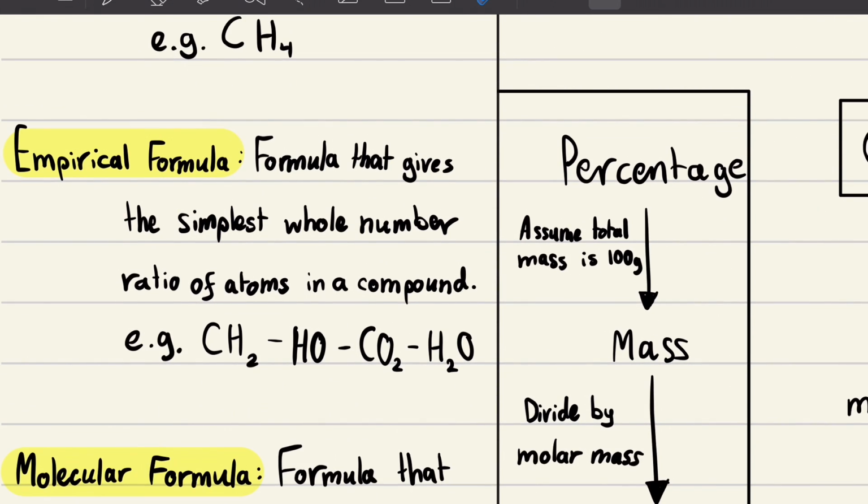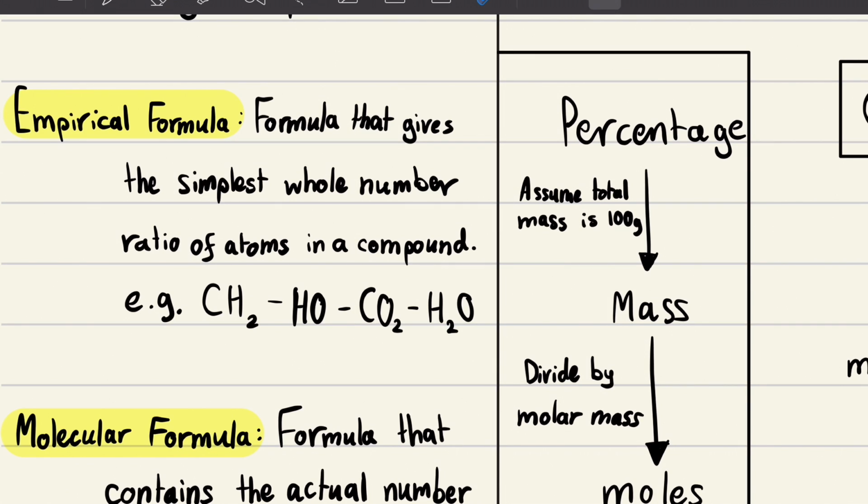Empirical formula, which is probably the main one, is a formula that gives the simplest whole number ratio of atoms in a compound. Now, this may seem a bit complicated to begin with. However, it's simply a compound in which the ratio of atoms, so in this case, C and H, the ratio between them, right now is 1 to 2. And that's the simplest it can get. You can't break it down any further, otherwise it would go into decimals.